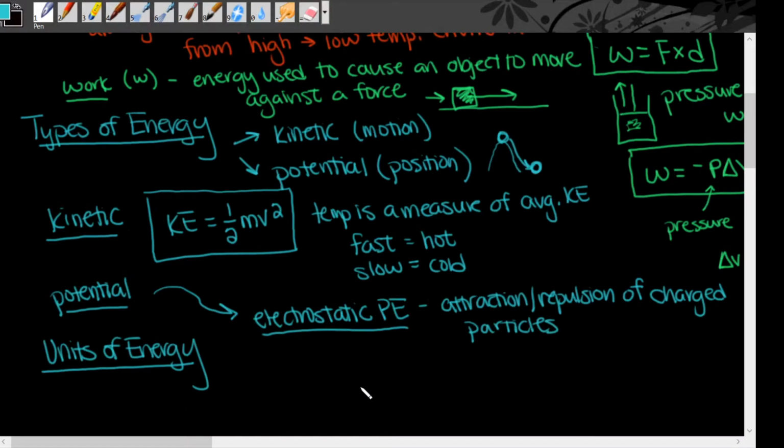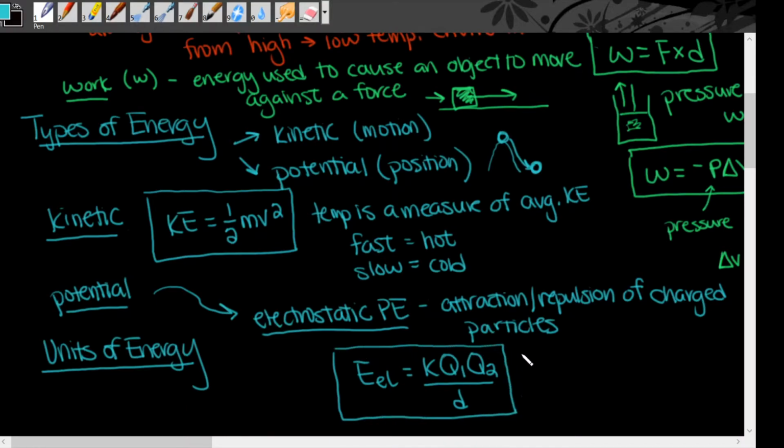And here is your equation for electrostatic potential energy. K is a constant. Q1 is the magnitude of one of your charges. Q2 is the magnitude of your other charge. And D is the distance between your charges. Okay, so Q represents your charges, and D would be your distance between the charges.